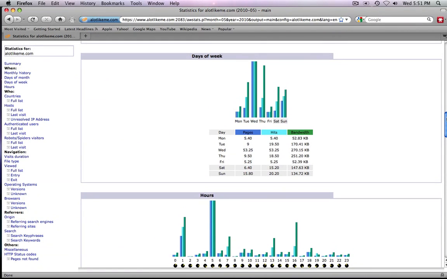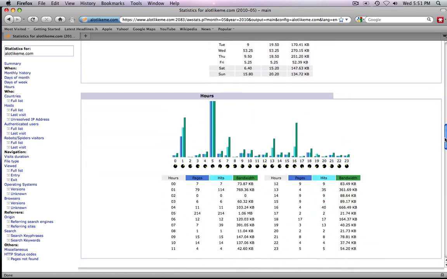The days of the week is pretty self-explanatory. It's just what days during the week of this month. Statistics reports are always by the month, so this is an entire month. And this will always explain the days of the week and what traffic is like on those days.